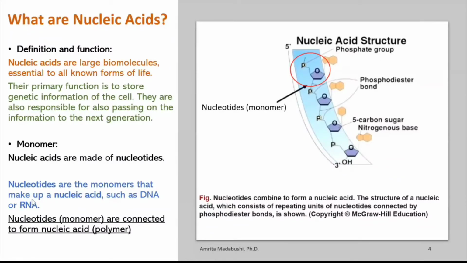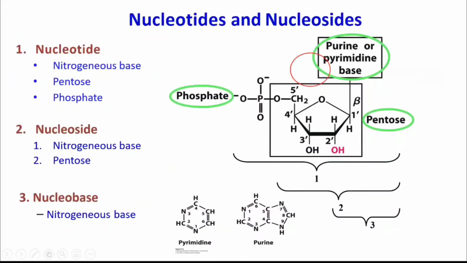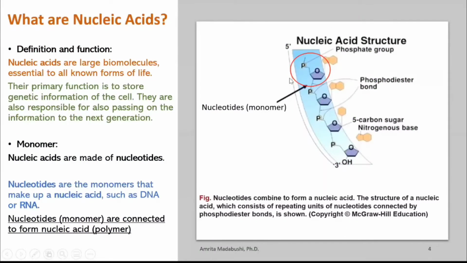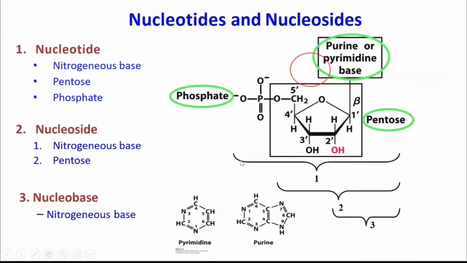Nucleotides are monomers that make up the nucleic acid, such as DNA or RNA, and they are connected to form nucleic acids. So with this, we're going to go to the second slide, where we are actually going to look at each of these monomeric units. And I'm going to go ahead and delete that so you don't have to see that.